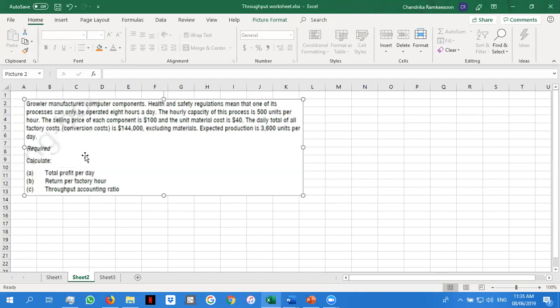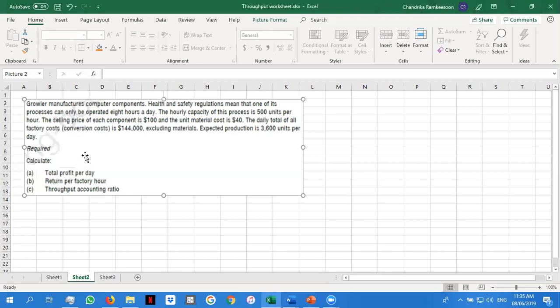So 500 units can be produced in 1 hour. Okay. The selling price of each component is $100, material cost 40, which means right away the throughput contribution per unit is $60.